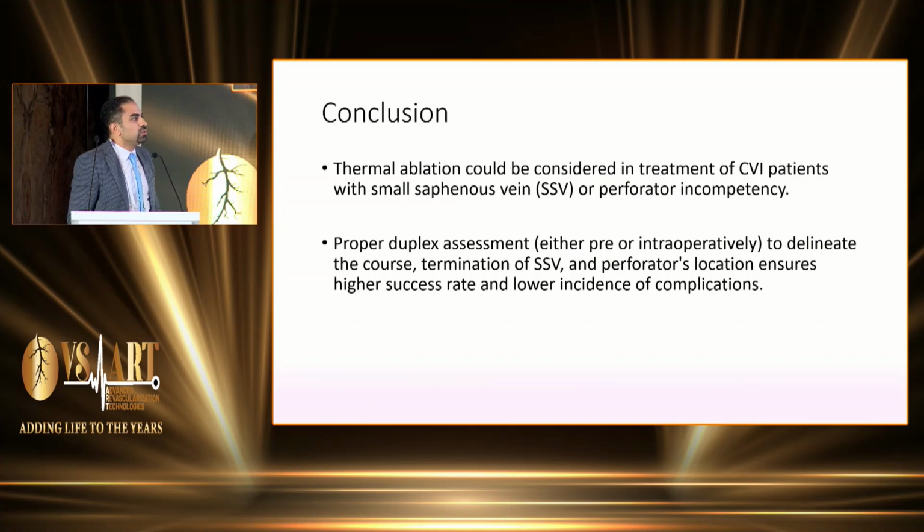So my conclusion is that thermal ablation could be considered in the treatment of CVI patients with small saphenous vein or perforator incompetency. Proper duplex assessment, either pre- or intraoperatively, is needed to delineate the course, the termination of the short saphenous vein, and perforator location. This ensures a high success rate and a lower incidence of complications.